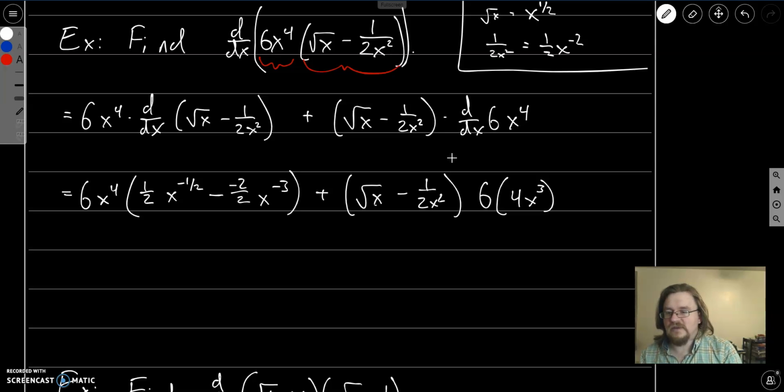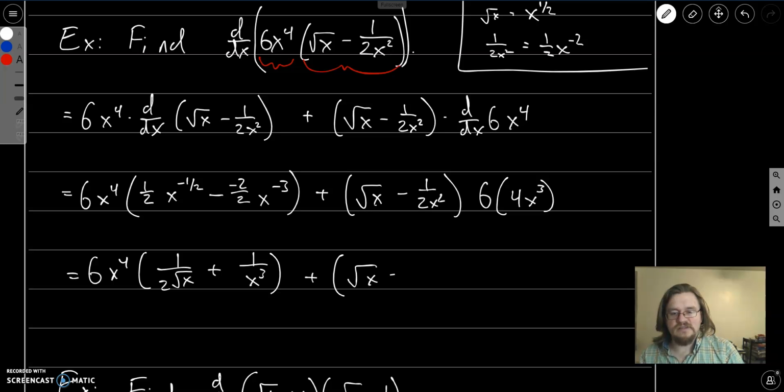Let's simplify this just a little bit. This is going to be 6x to the fourth. I still have my 1/2. Instead of writing it as x to the negative 1/2, I'm going to put it on the bottom of my fraction as a 1 over a square root. Minus a negative 2 over 2. Negative 2 over 2 is negative 1. So minus a minus, that's just going to be plus. And then x to the negative third is just 1 over x cubed. Plus, this hasn't changed.